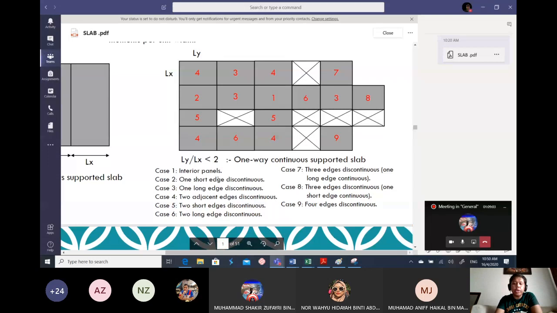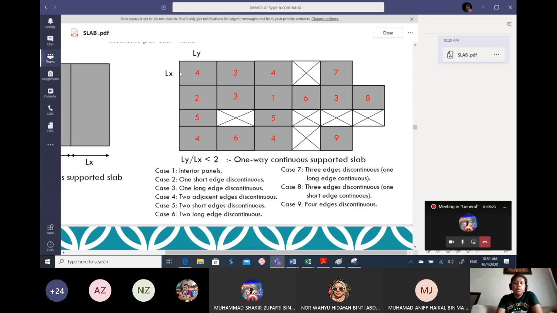Case number 2, one short edge discontinuous. Ni adalah one short edge LX discontinuous. Case number 3 adalah one long edge discontinuous. Case number 4 adalah two adjacent edge discontinuous. Okay, two adjacent maksudnya sisi yang bertentangan, sisi yang 90 degrees adalah discontinuous.